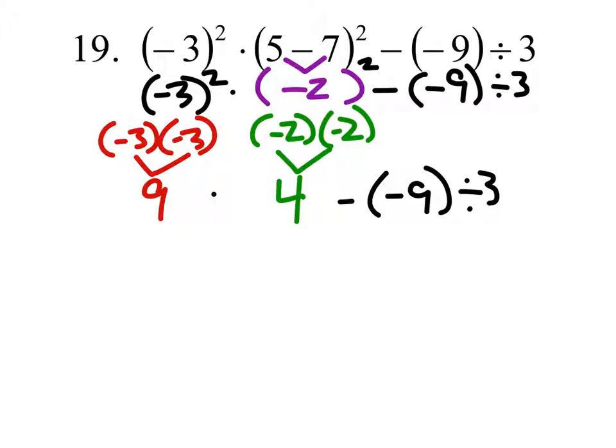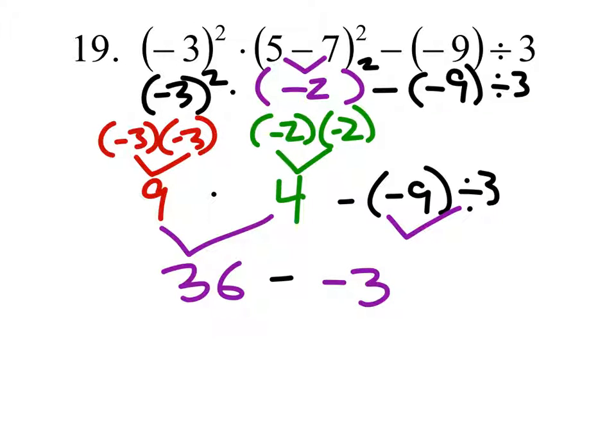So we got 9 times 4 minus negative 9 divided by 3. So by the order of operations, we'll do 9 times 4, which is 36, minus, and now we can do the division as well. Negative 9 divided by 3 would be a negative 3. So we got this 36 minus negative 3. Since we got minus a negative, again, we'll just change that to plus. 36 plus 3 is 39.